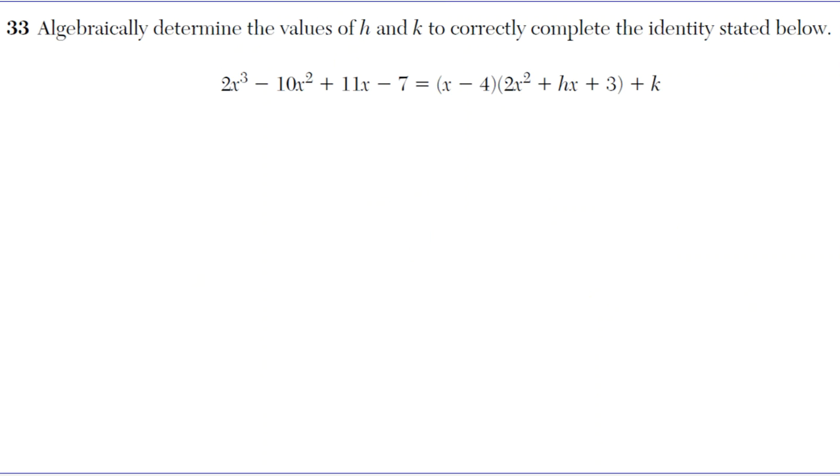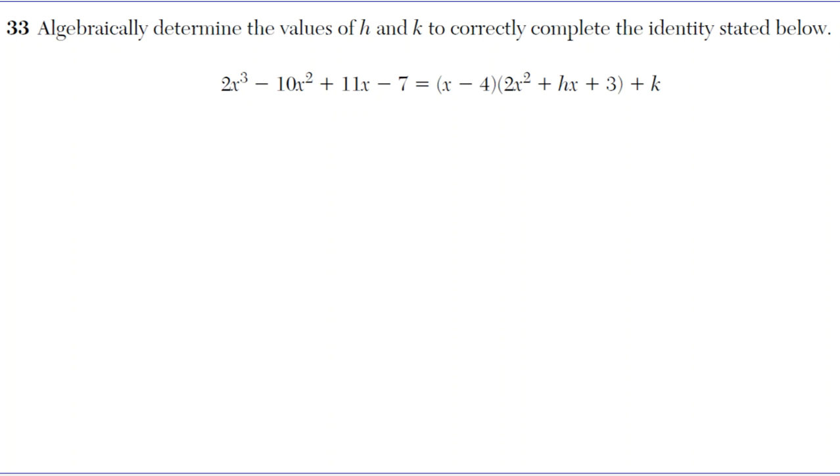All right, let's take a look at question 33. It says, algebraically determine the values of h and k to correctly complete the identity stated below. All right, so let's take a look at the identity that we have here. We have a cubic with 4 terms, and on the right side we have the product of a binomial expression with a quadratic trinomial plus k.